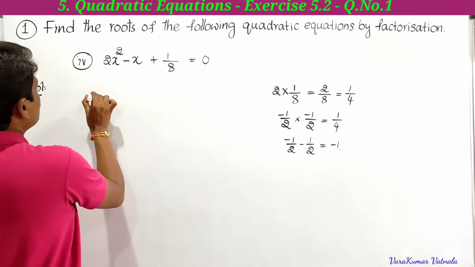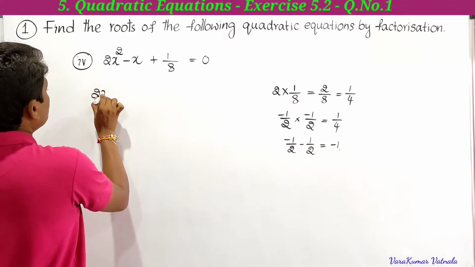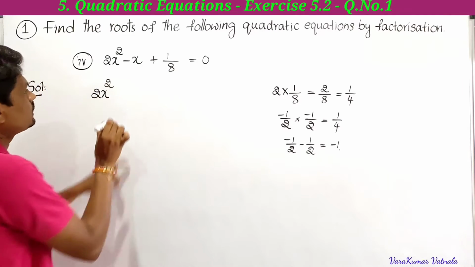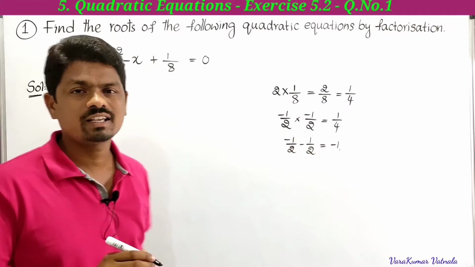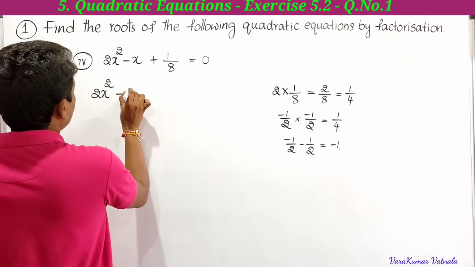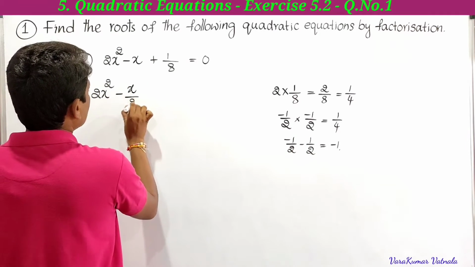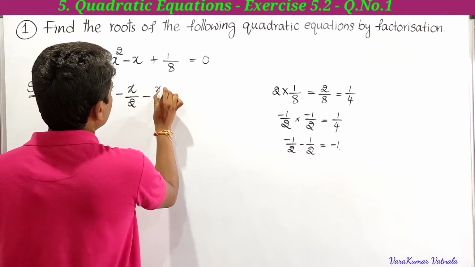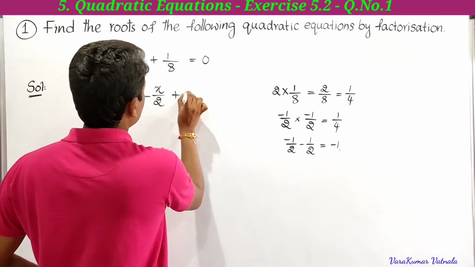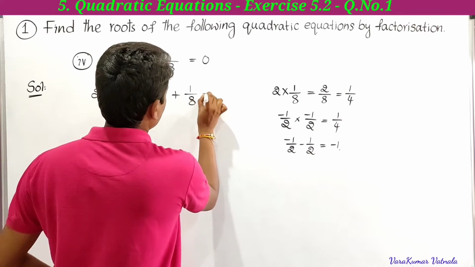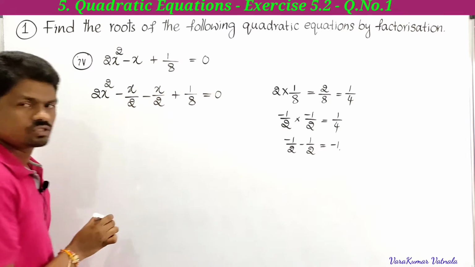So see here how we can write. First write 2x square as usual. But this minus x we have to write as minus x by 2, minus x by 2. So I am writing minus x by 2 and here also minus x by 2. And write the constant 1 by 8 as usual. Plus 1 by 8, this is the constant, is equal to 0.